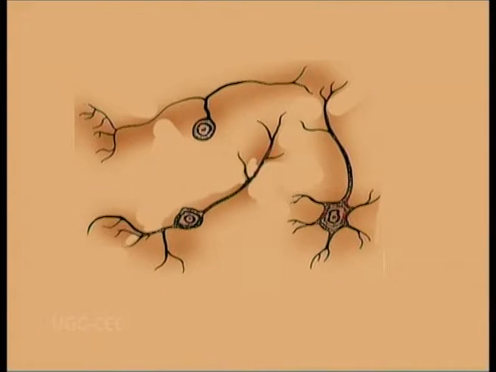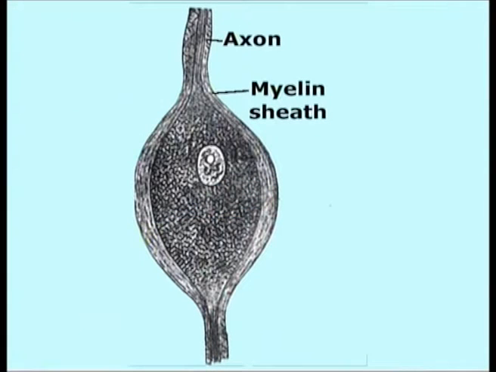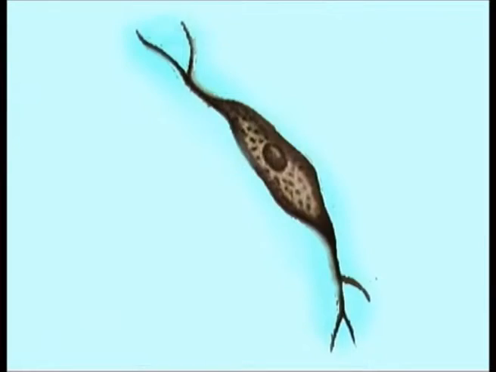Bipolar cells are also found in the spinal ganglia when the cells are in an embryonic condition. Sometimes the extensions, also called processes, come off from opposite poles of the cell, and the cell then assumes a spindle shape. In other cells, both processes emerge at the same point.